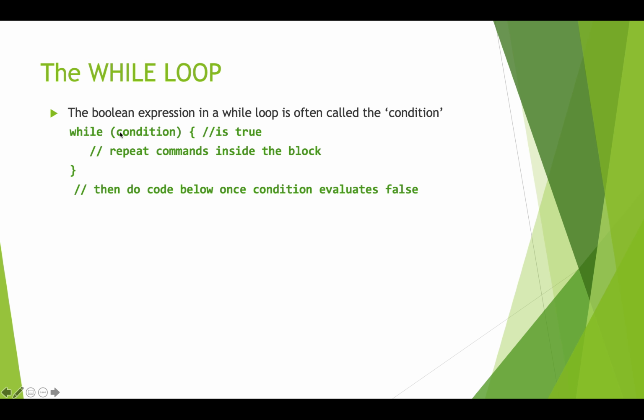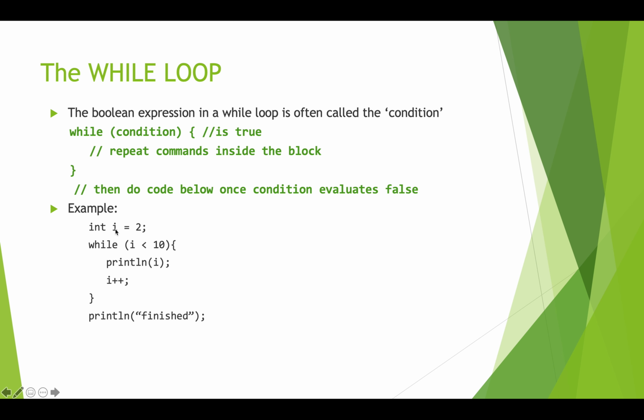So we call the Boolean expression that's in the round brackets a condition. And if the condition is true, then we repeat the commands inside the block. If it's false, we do the commands that are below the block. So here's an example of a simple while loop.